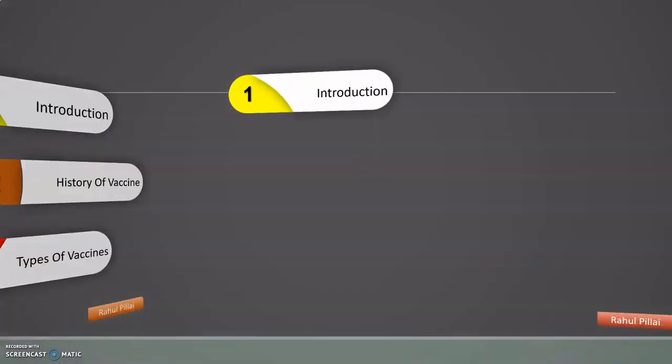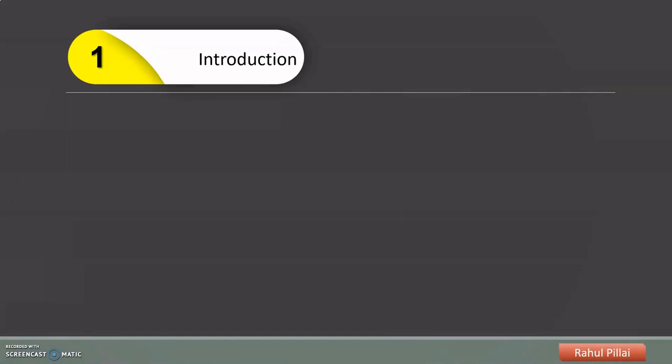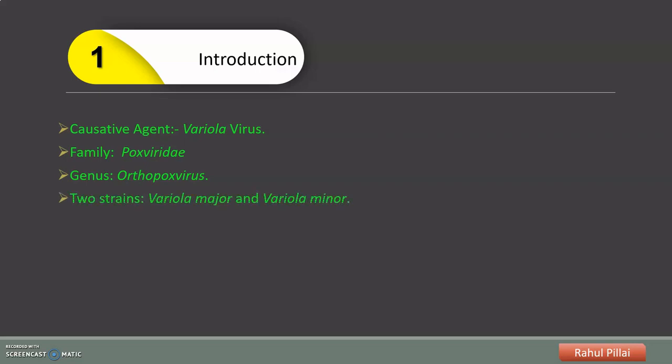Let's begin with the introduction. Smallpox is a viral disease caused by the variola virus. Variola virus belongs to the Poxviridae family and orthopox virus genus. There are two strains of variola virus, namely variola major and variola minor.